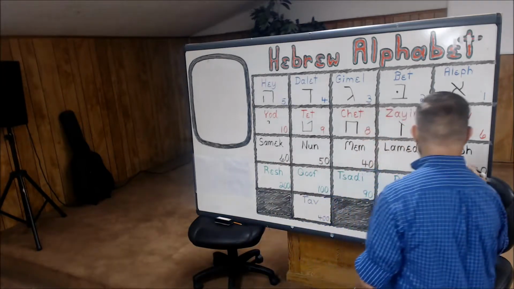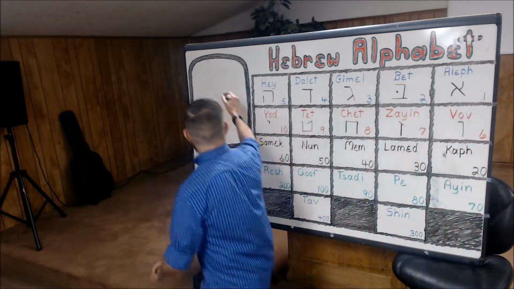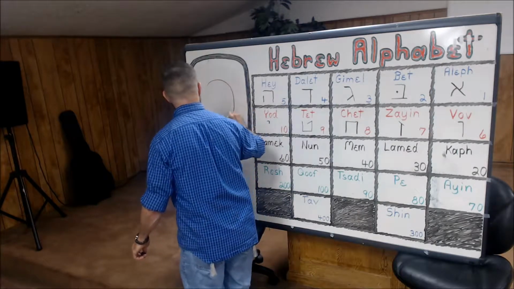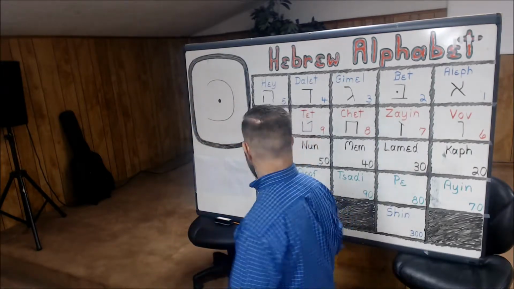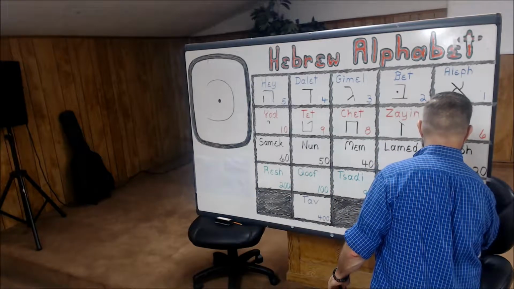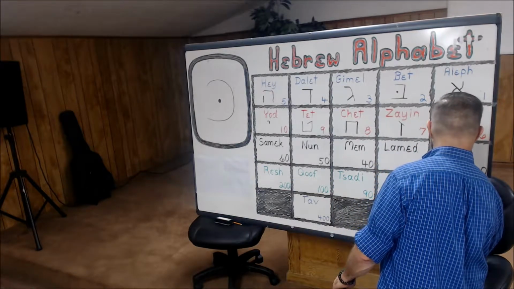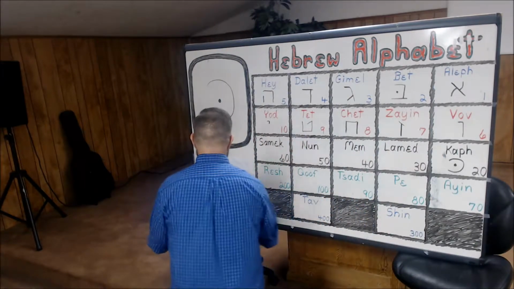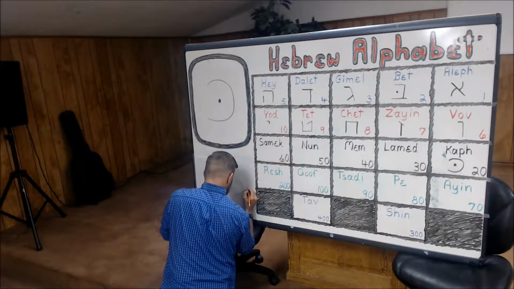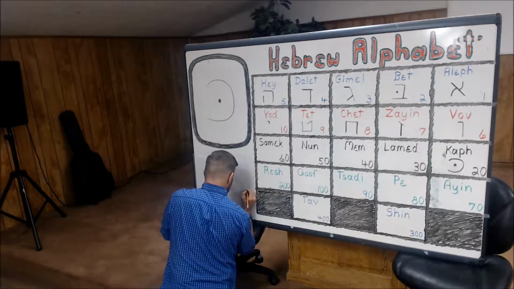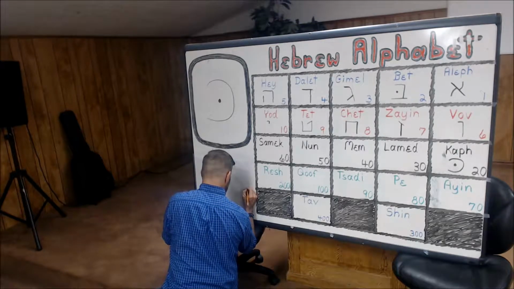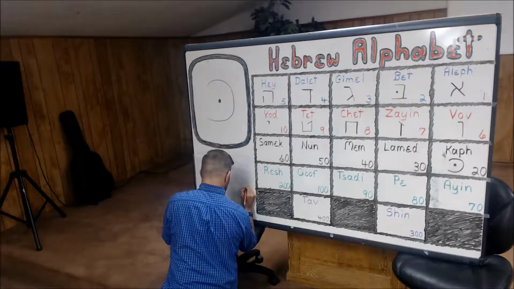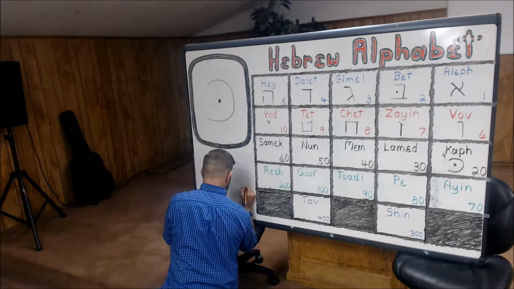Okay, the kaf, it's going to look like this. Like a backward C with a dot in the center of it. Backward C with a dot in it. Kaf. Numerical value of the kaf is? 20.